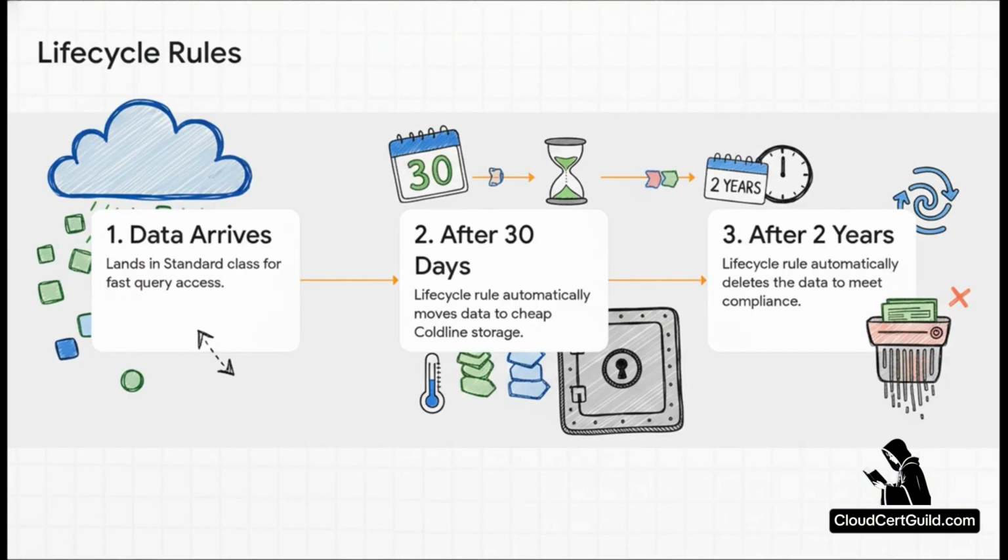The solution is actually beautiful, and it's totally automated. You set up what's called a lifecycle rule. When new log data comes in, it lands in that fast standard class. Then the rule just kicks in automatically. After 30 days, it moves that data down to the much cheaper coldline class. Then, after 2 years, it automatically deletes it. You set it up once, and it just works, saving you money every single day.